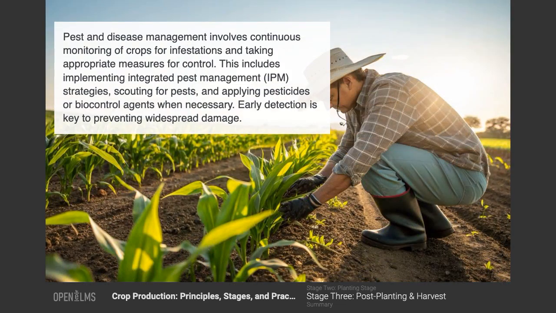Pest and disease management involves continuous monitoring of crops for infestations and taking appropriate measures for control. This includes implementing integrated pest management (IPM) strategies, scouting for pests, and applying pesticides or biocontrol agents when necessary. Early detection is key to preventing widespread damage.